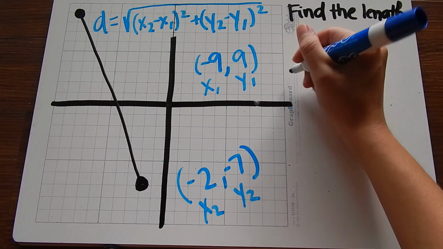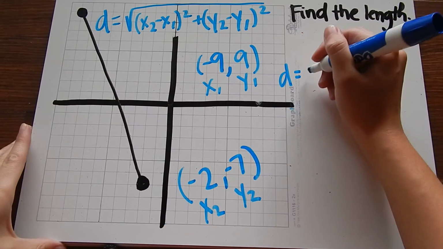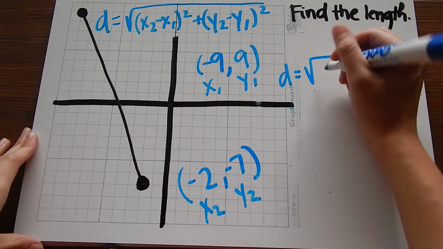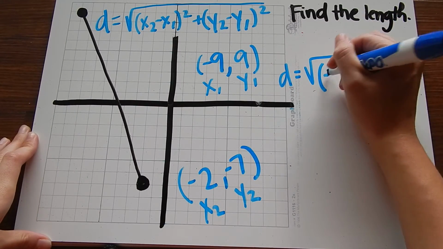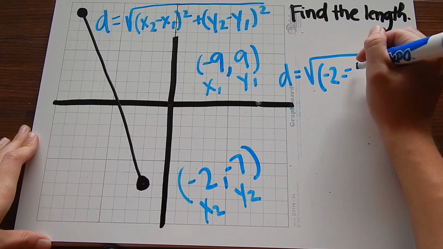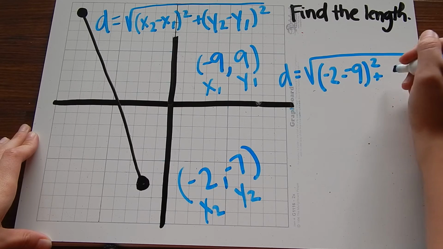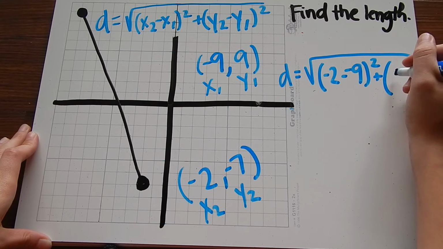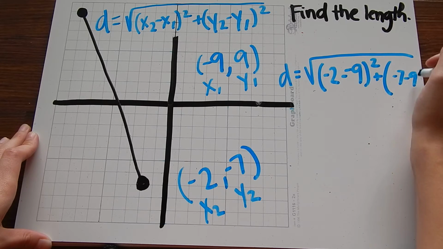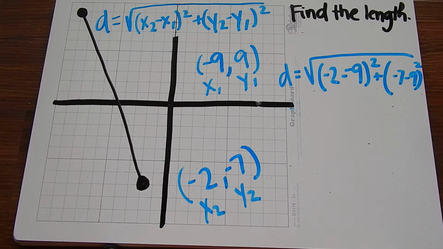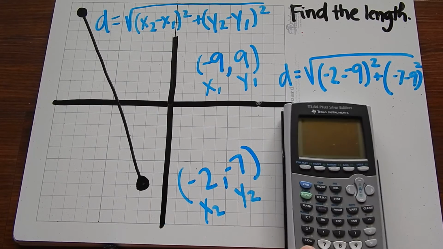the formula. So my distance is equal to the square root of -2 minus -9 squared plus -7 minus 9 squared. Now from here, we can just type everything into our calculator. If you want to try to do it by hand, you can. Easiest thing to do is just type it all into the calculator.